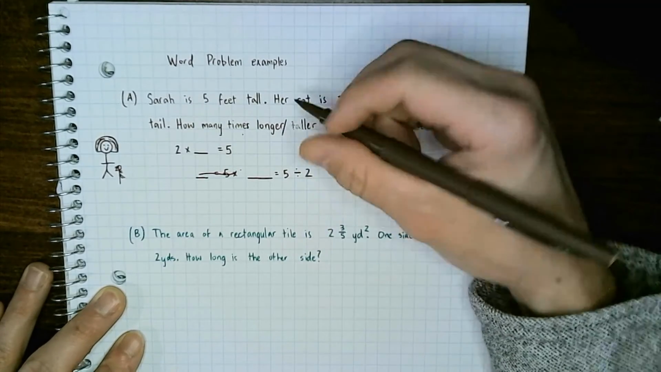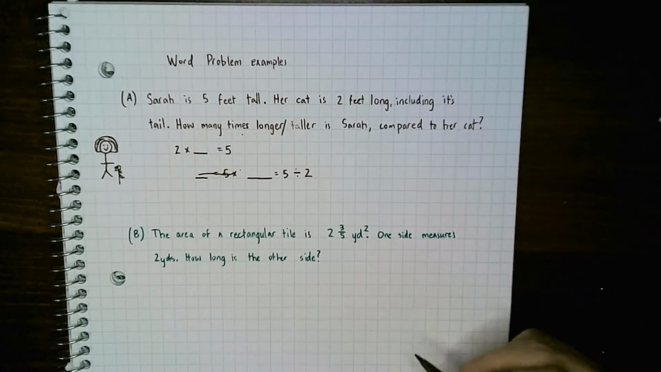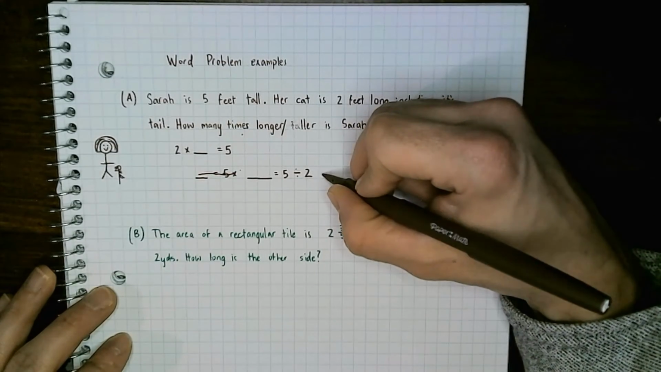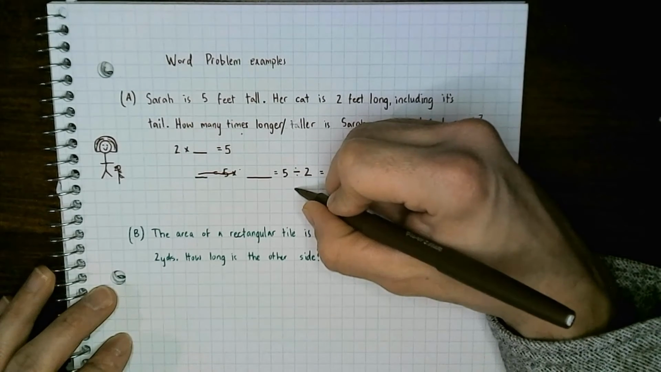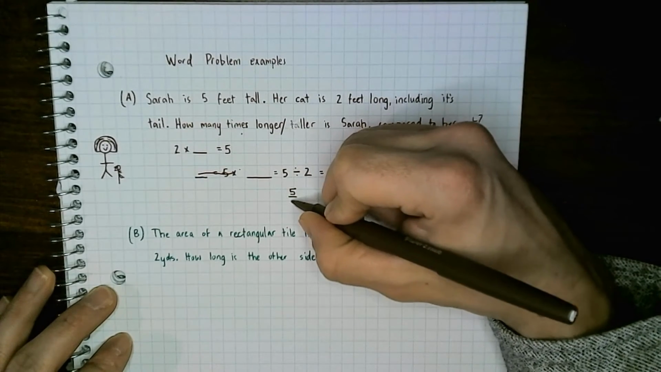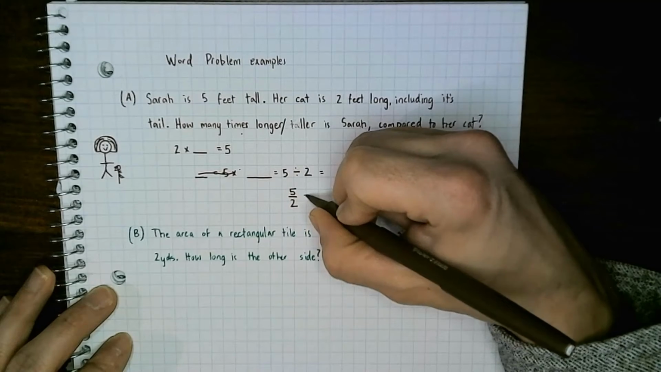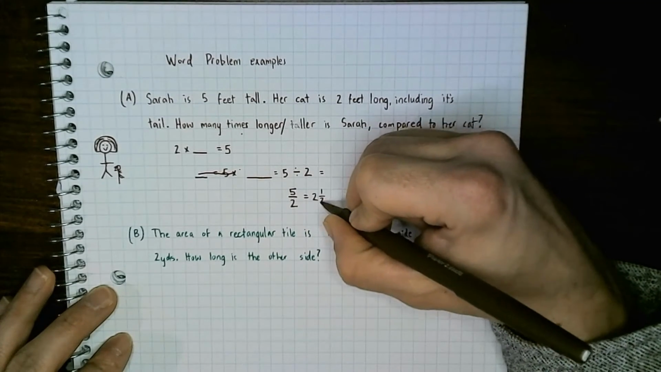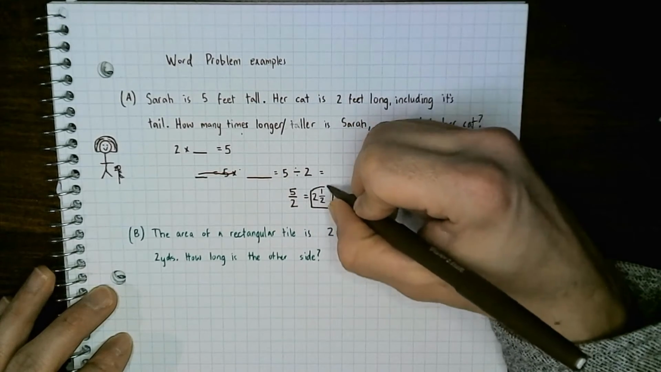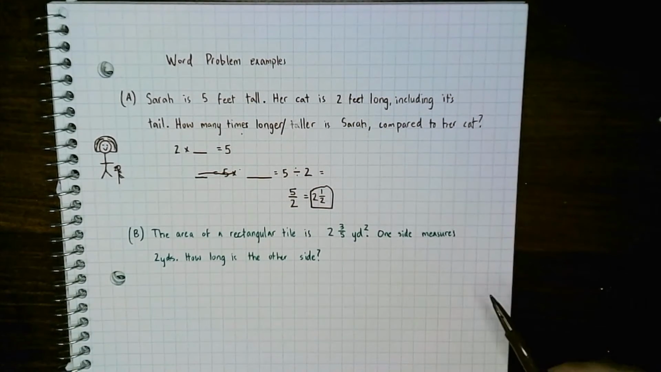And 5 divided by 2 is a pretty simple problem to solve because I'm in 6th grade. I know how to do this. So 5 divided by 2 can also be written as 5 halves. And 5 halves can be simplified to 2 and 1/2. And that is my answer. Sarah is 2.5 times taller than her cat.